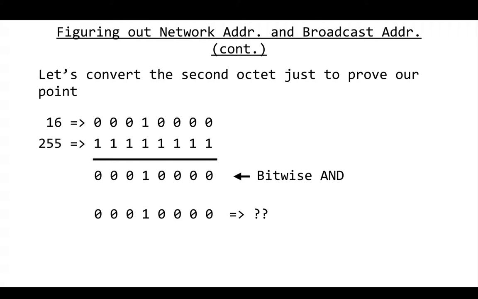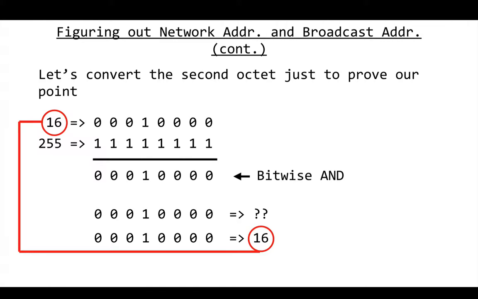If we then convert that binary value back to base 10, it's going to be 16, and that's exactly what we started with. So anytime you AND anything with a 0 in the subnet mask, it's going to come down as 0. When you AND anything with a 255, it's going to come down with the exact same value. It's going to stay the way it is.